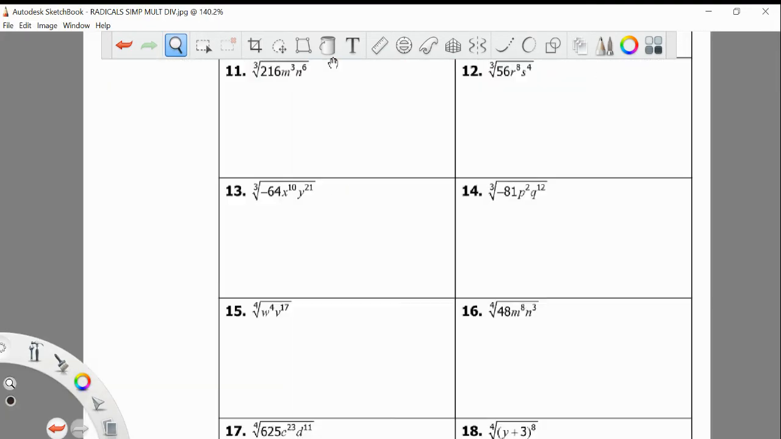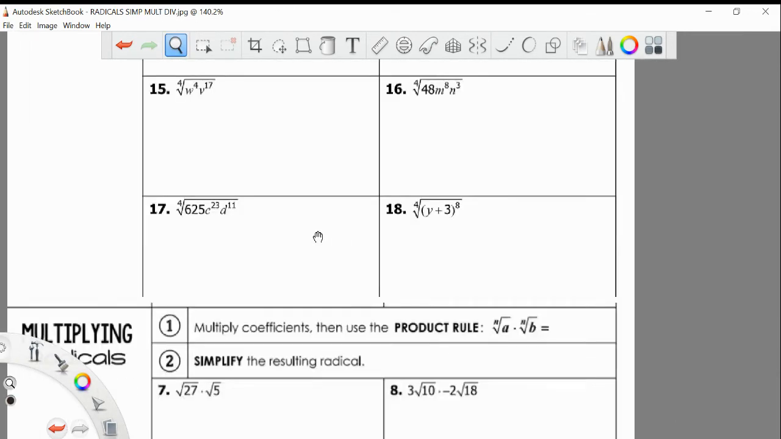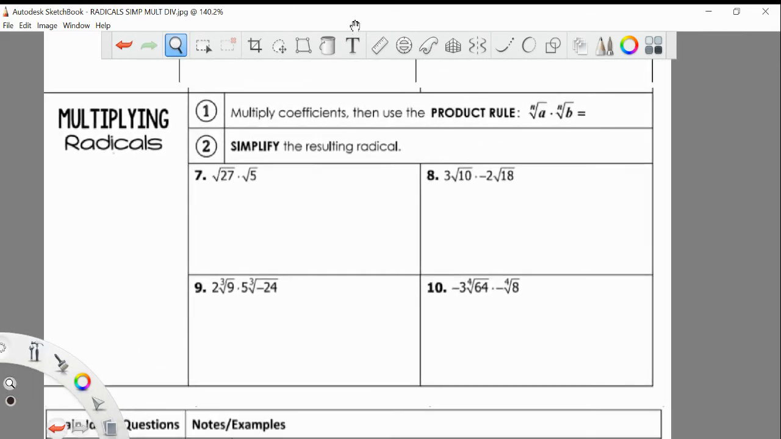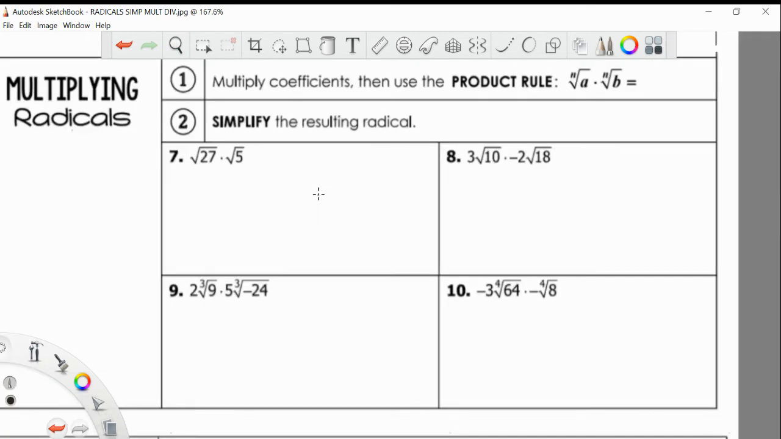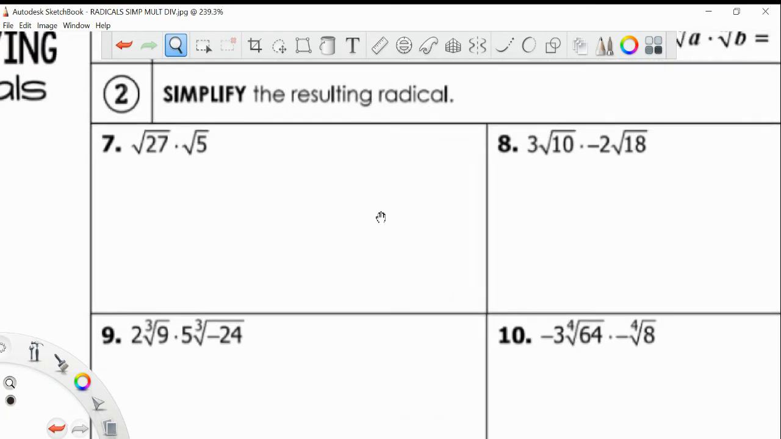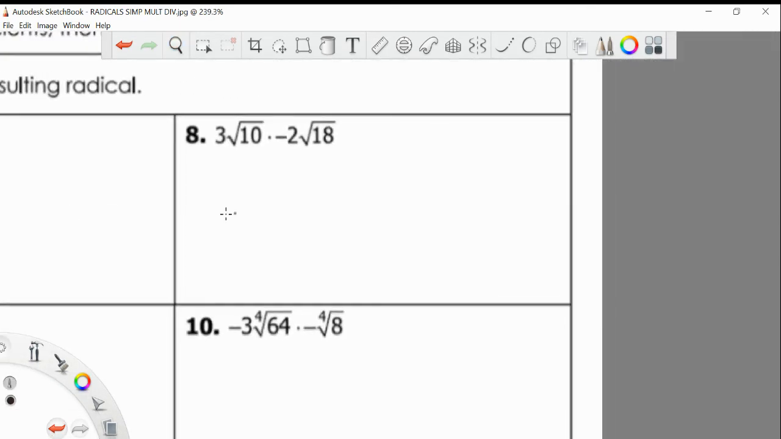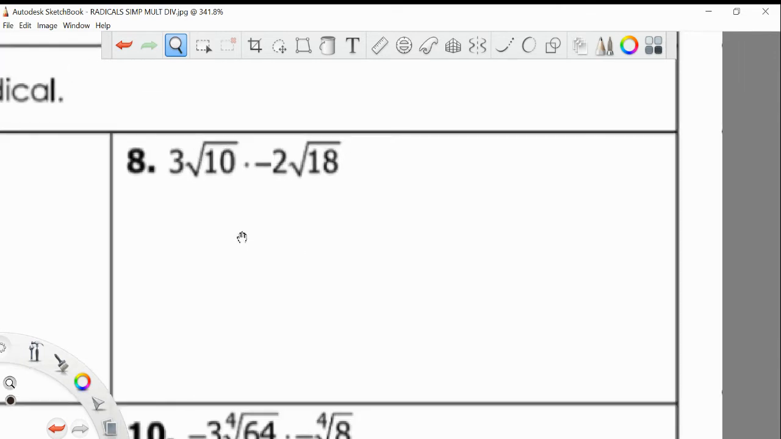What we're going to do now is move onto the back of this paper if you're working in person and I've handed it out to you, or just follow along. And we're going to talk about multiplying radicals. Okay, what do you do if you have a square root times a square root? How do you handle that? The good news is it is pretty easy.